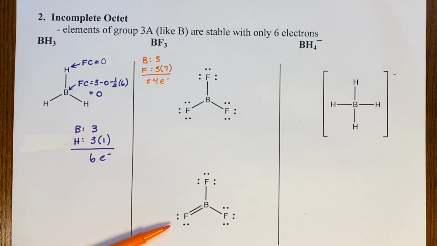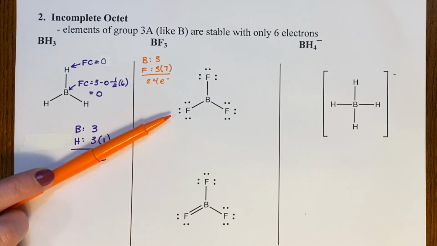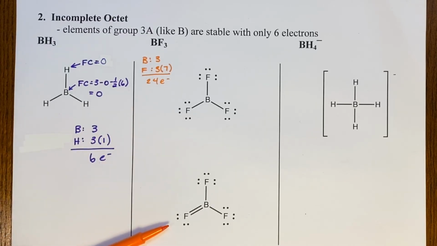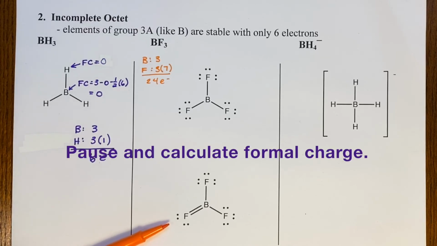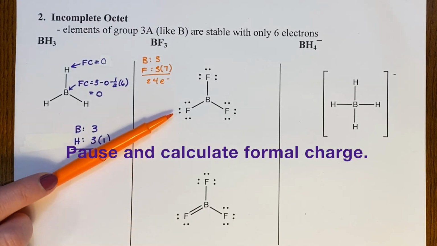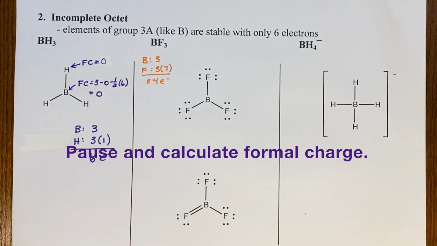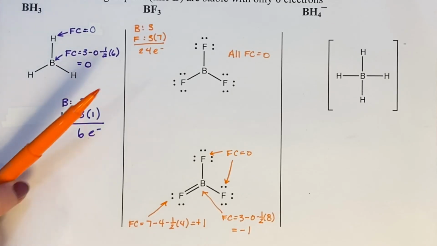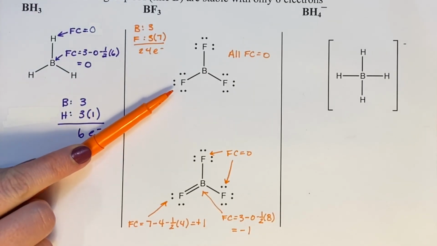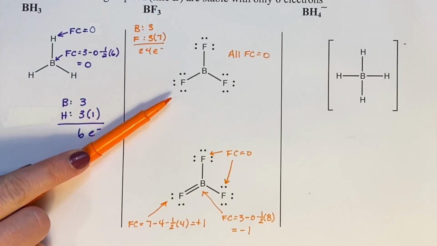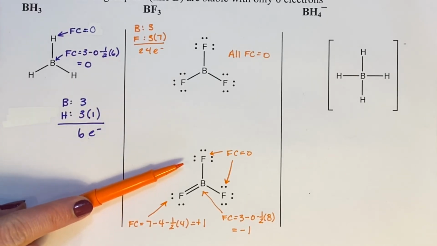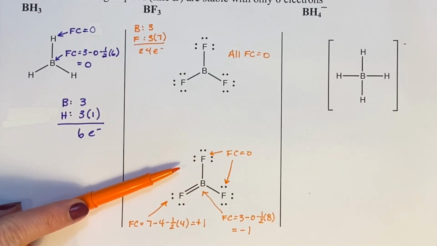And in order to understand if this structure is better or worse than the original structure that we started with, we can use formal charges. Pause the video and calculate the formal charges on this structure and this structure. So as you calculate the formal charges, in the top structure you find that we have all formal charges at 0. In the bottom structure we see that our 2 fluorines that have 3 lone pairs and 1 bond carry a formal charge of 0.